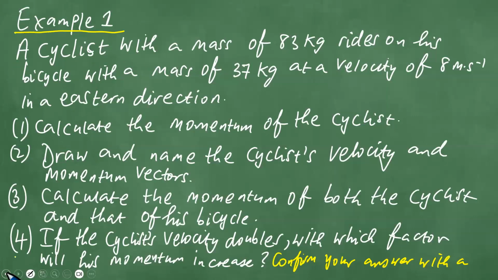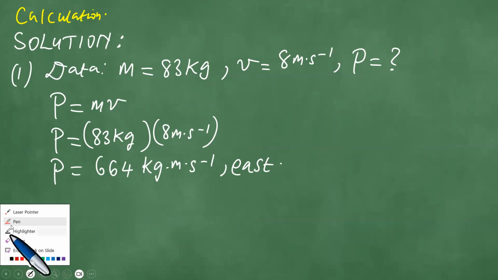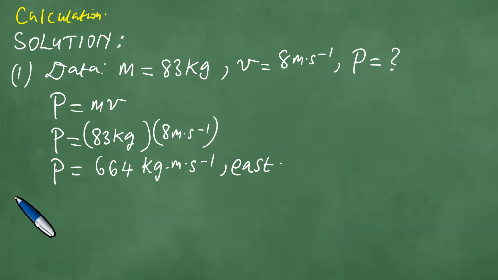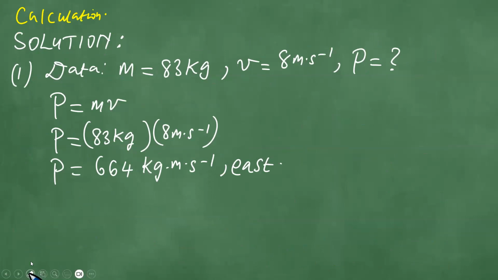But what is number 2? Draw and name the cyclist velocity and momentum vectors. Okay, let's draw number 2. We're just going to draw the vectors. How do we draw the vectors? We explore that part on how we draw the vectors.